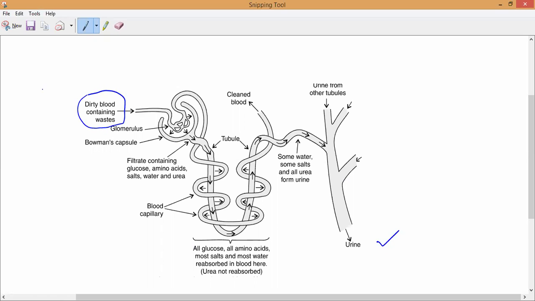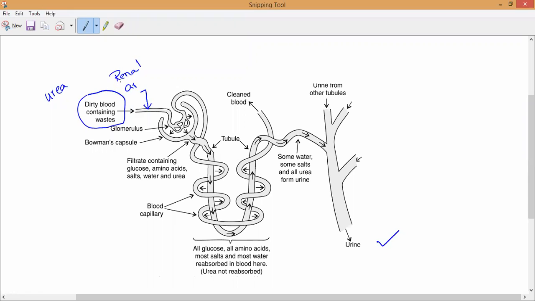What is this called? Waste like urea, this blood is containing. What is the name of this vessel? Is it some artery? Renal artery, or kidney artery. Correct or not? That is what you have to remember. So the first part of the nephron is the renal artery.